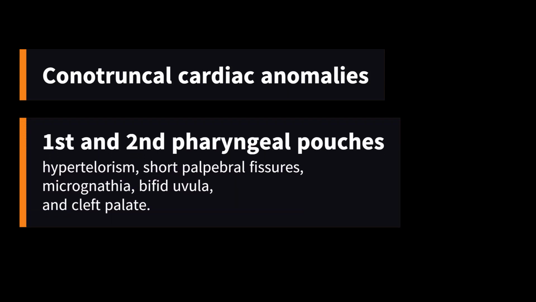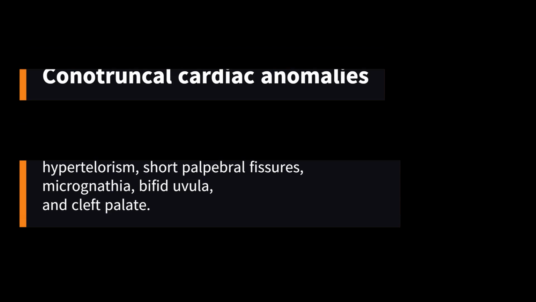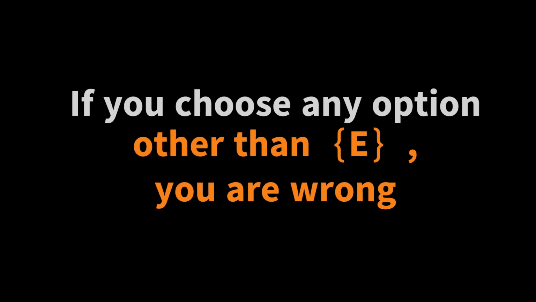Conotruncal cardiac anomalies, like interrupted aortic arch and truncus arteriosus, may also result from failure of neural crest migration. If there is additional involvement of the first and second pharyngeal or branchial pouches, patients with DiGeorge syndrome may have features such as hypertelorism, short palpebral fissures, micrognathia, bifid uvula, and cleft palate. If you choose any option other than E, you are wrong.